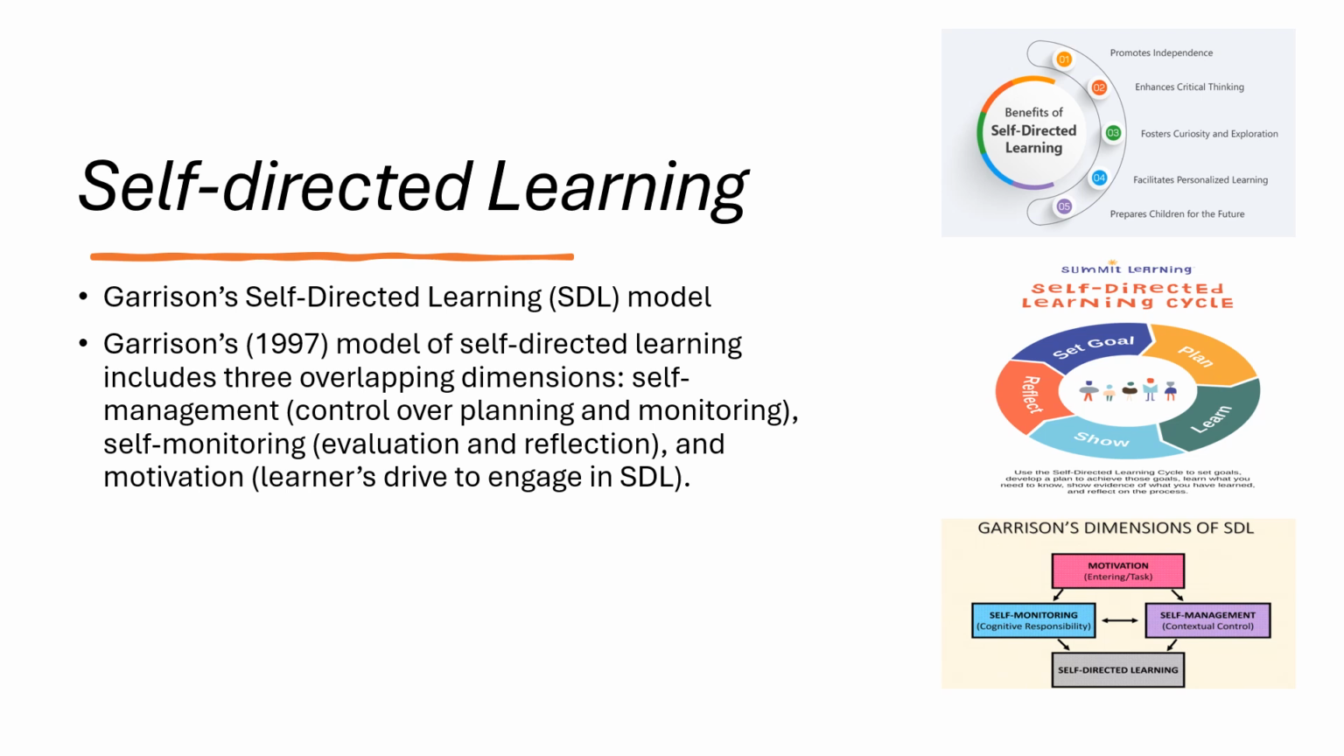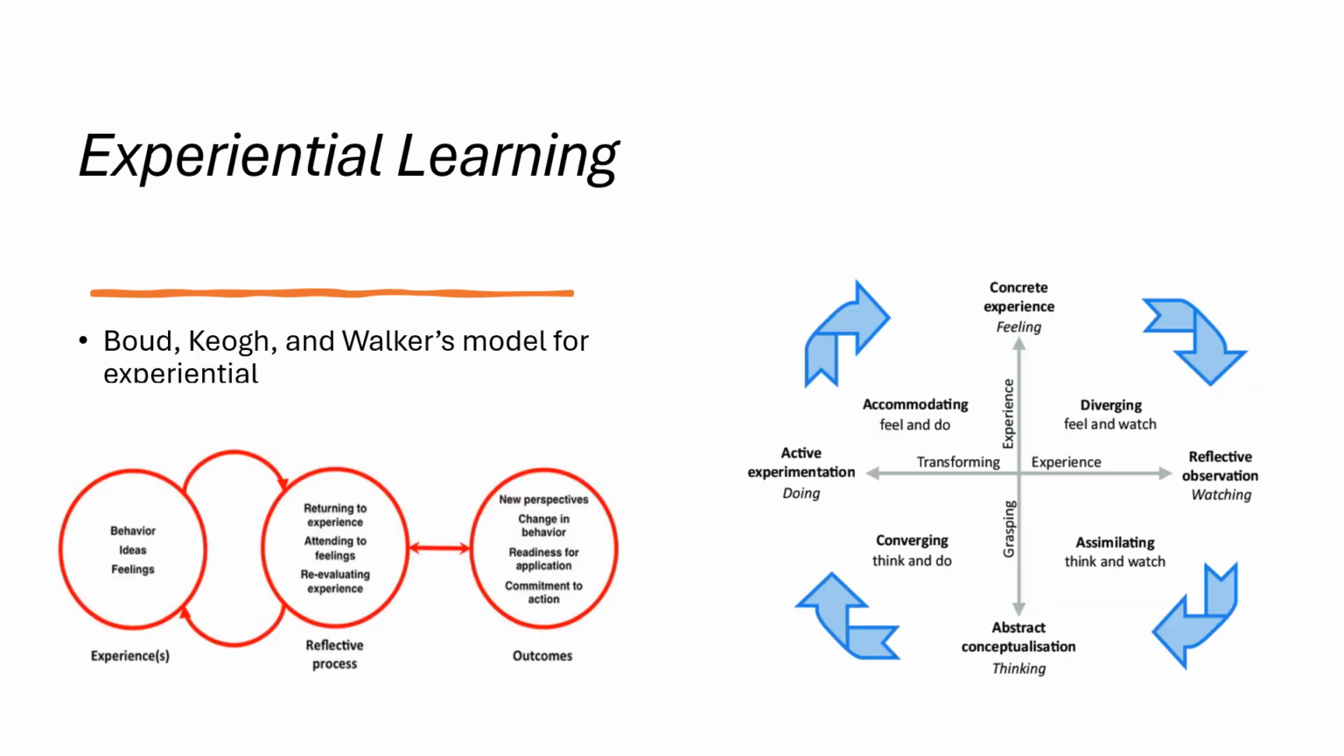The next theory that we learned was the self-directed learning model theory. This theory helps adults to promote independence. It enhances their critical thinking. It fosters curiosity and exploration. It facilitates personalized learning. So in this theory, adults take responsibility for their learning, which includes setting goals, planning how to achieve the goals, learning, and reflection. Particularly, I focus on Garrison's model of self-directed learning, which includes three overlapping dimensions: self-management, self-monitoring, and motivation to learn.